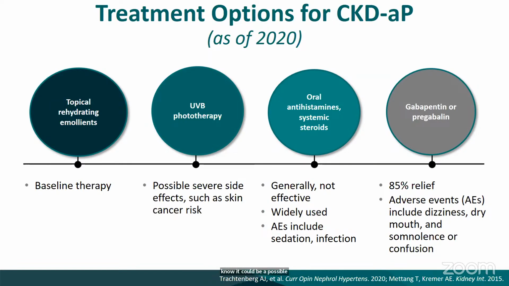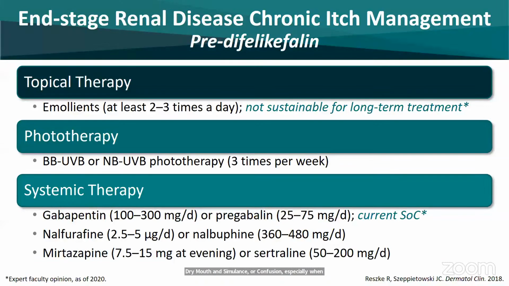We give them oral antihistamines. We give them systemic steroids, but they work for a little bit, but generally they're not effective. They're widely used. They're cheap. However, some of the adverse side effects of these are sedation and infection as well. So then there was a use of gabapentin or pregabalin, and we did see 85% of relief while we're using these agents. However, some of the side effects are dizziness, dry mouth, and somnolence or confusion, especially when they're dosed in our CKD ESRD patients.